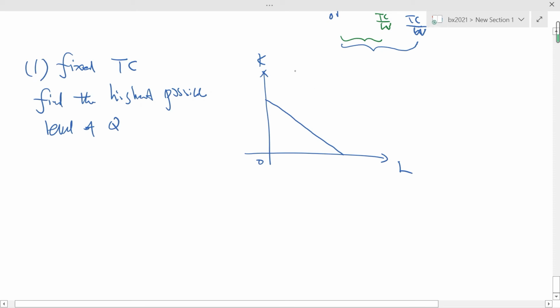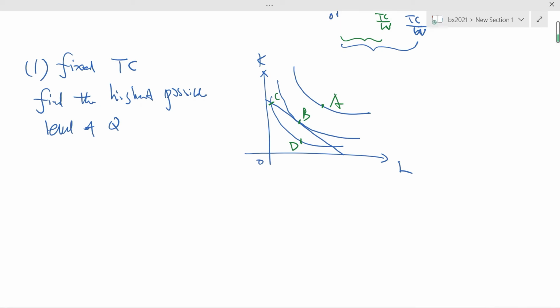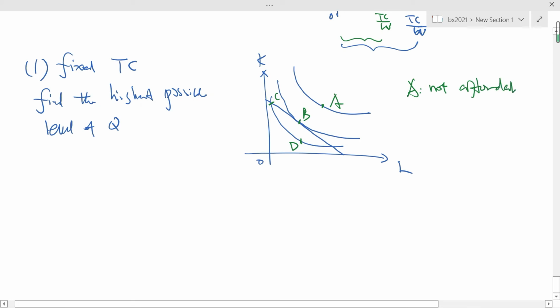We can do this. So I'm going to draw several isoquants here. And let's say we have four points here: point A, point B, point C, point D. Given this, which point, or which combination of the inputs, should I use? A is on the highest level of isoquant, the highest level of output. The issue here is that it's not affordable to us. It's outside our isocost curve. Despite representing a high level of output, A is not feasible.